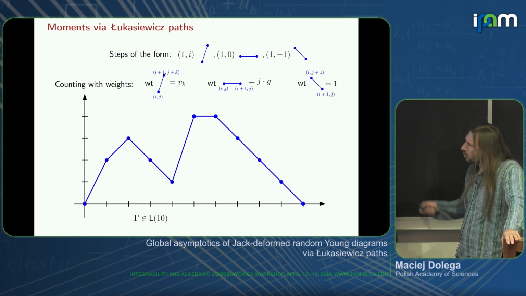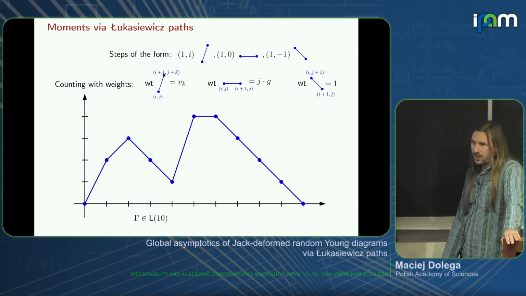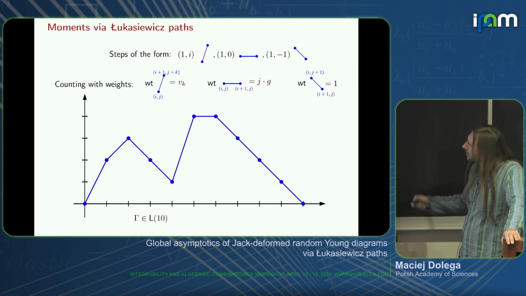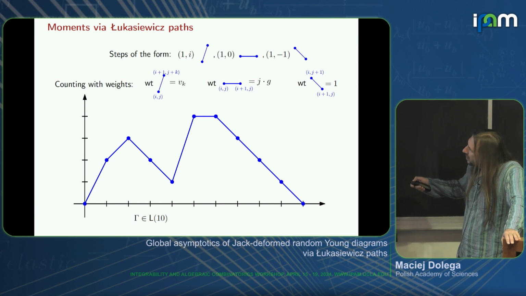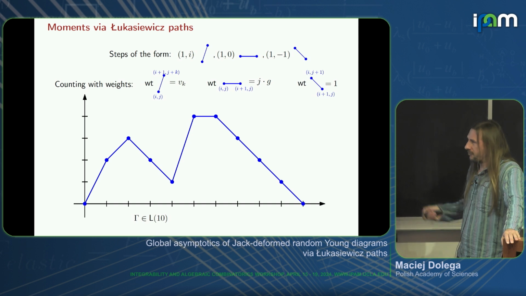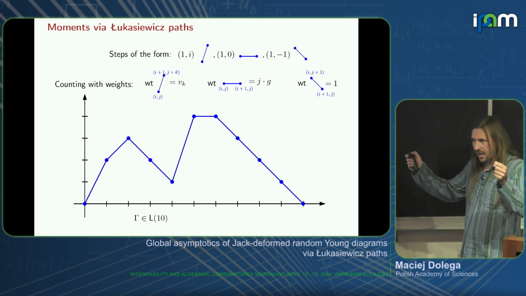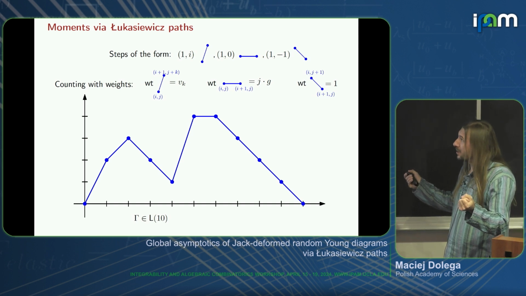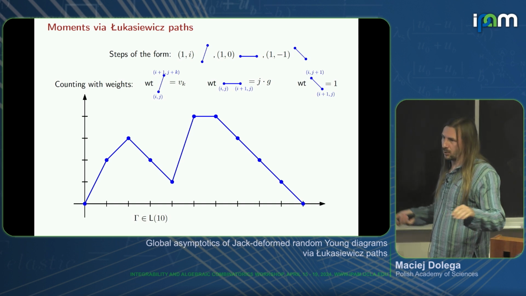And now I want to count Lukasiewicz paths, but I want to count them with some weight. So what is the weight? The weight is that for the up step of increment k, I just put a weight v_k. So remember that I have this sequence of v's. My limit shape is coming from this sequence v_k.